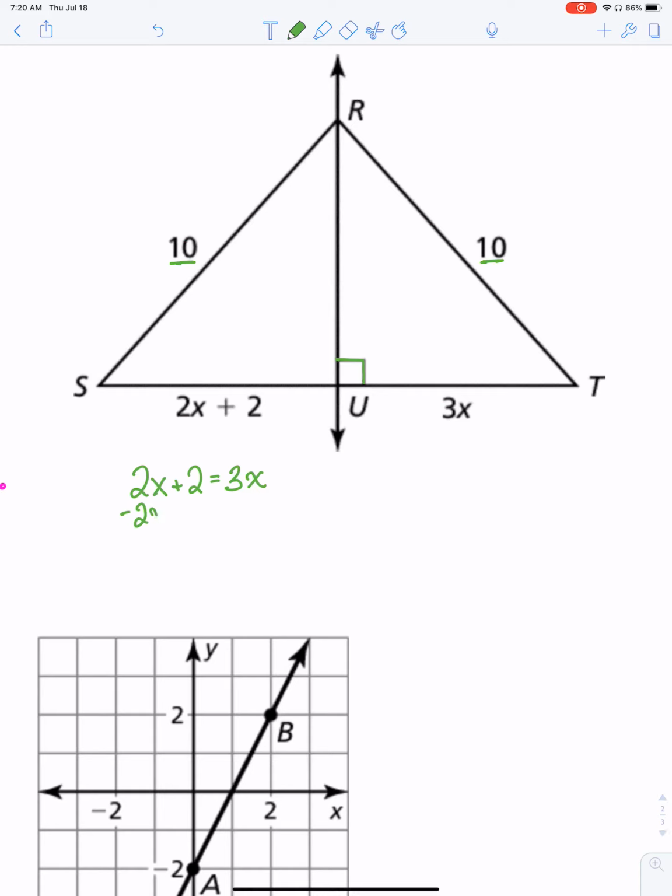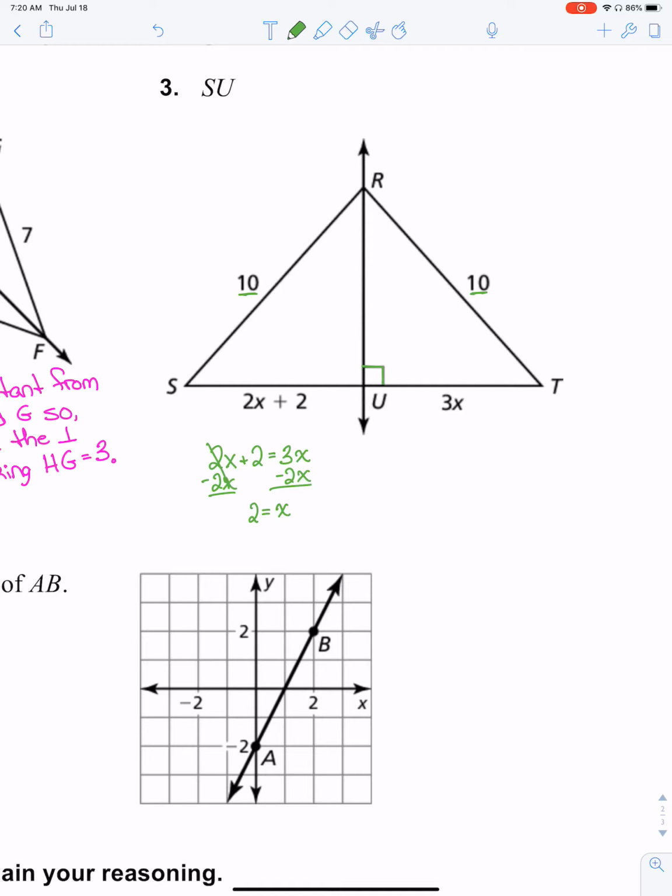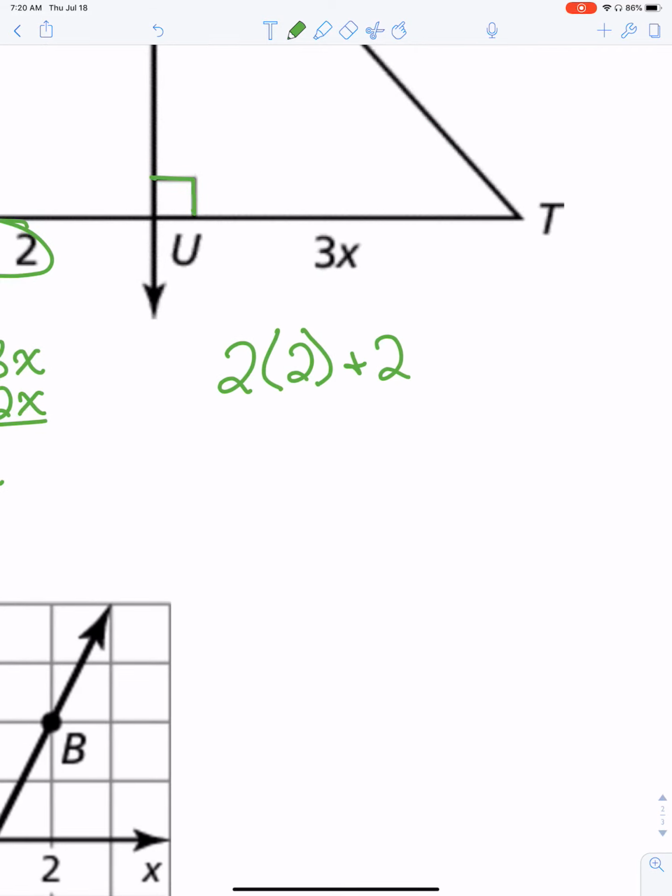So I can subtract 2x from both sides, and I'll be left with 2 is equal to x. But my question was not what is x. My question asked me to find the measurement of SU, which is represented by this equation. So I have to plug in my x into that equation. So 2 times 2 is 4, plus 2 makes SU equal to 6, which is exactly the answer we were looking for.